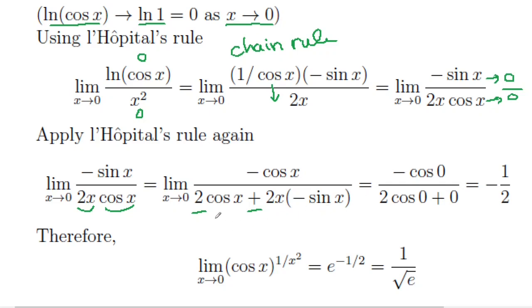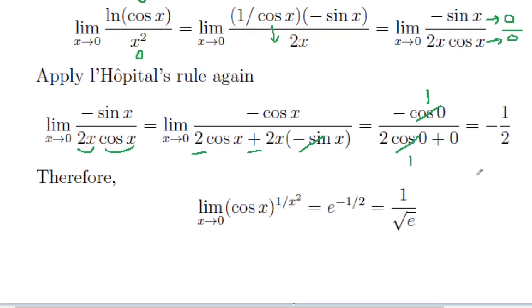And at this stage, notice that if I set x equal to 0, I get cosine of 0 in the numerator, that's 1. Likewise down here, and x is 0, so this whole term drops to 0. And so what's left is minus 1 over 2, minus 1/2. And if this limit is minus 1/2, the limit that we are looking for is e to the minus 1/2, or 1 over the square root of e.